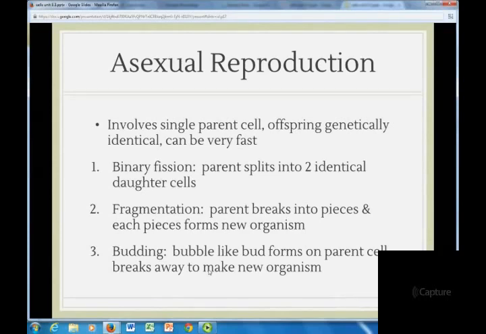Some examples include binary fission, where the parent cell splits into two identical daughter cells, fragmentation, where the parent cell breaks into pieces and each of the pieces forms a new organism, and budding, where a bubble-like bud forms on the parent cell and that breaks away to make a new organism.